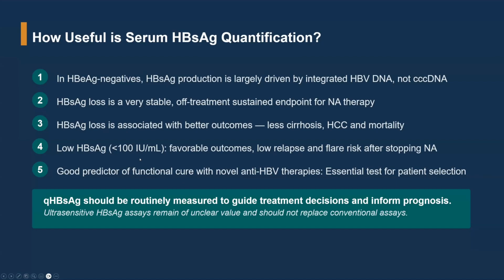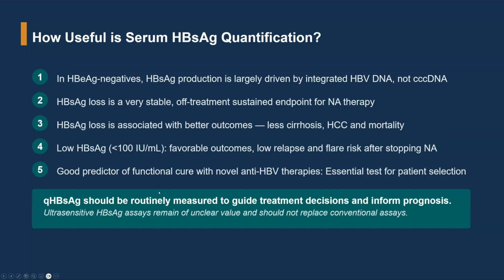So in summary, in HBe antigen negative patients, S antigen production is largely driven by integrated HBV DNA, not by cccDNA. S antigen loss is very stable off-treatment, the standard endpoint for NA therapy. HBs antigen loss is associated with very favorable outcomes, less cirrhosis, very low incidence of HCC and mortality. However, detectable but low HBs antigen titer below 100 IU has favorable outcomes, low relapse rate, and flare risk after stopping NA.